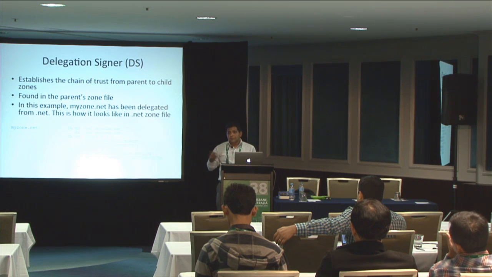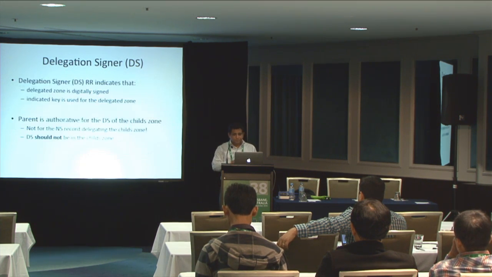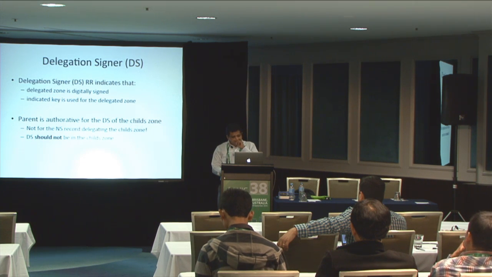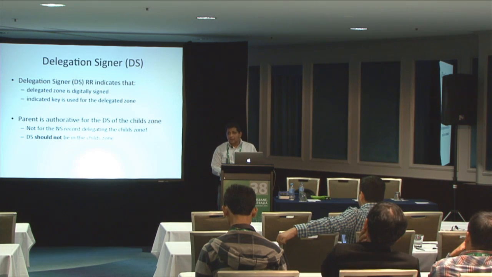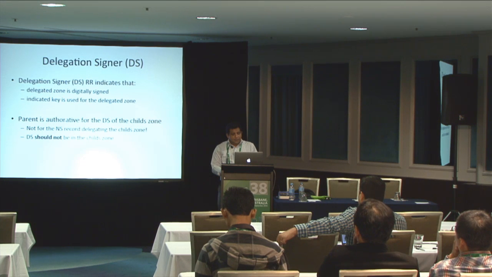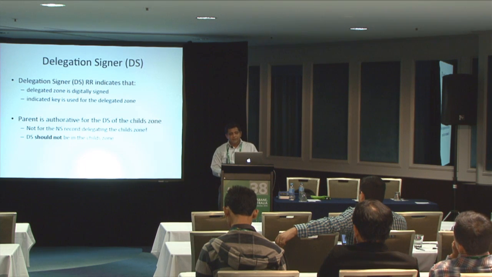For example, if I'm myzone.net, I'm going to send this to .net, because .net is my parent. Once .net is signed, they will have their DS records, and they will then need to send that to the root, and so on. So we use the DS to propagate that trust, and we call it the delegation signer, DS. We don't put the DS in the child zone, right? This is something to know. We always put the DS record in our parent zone.